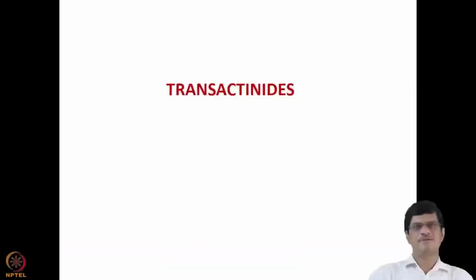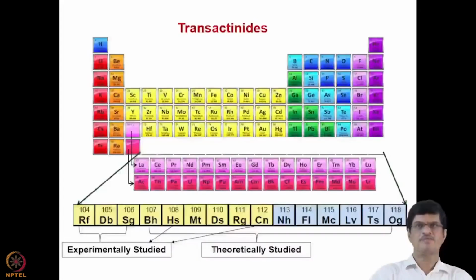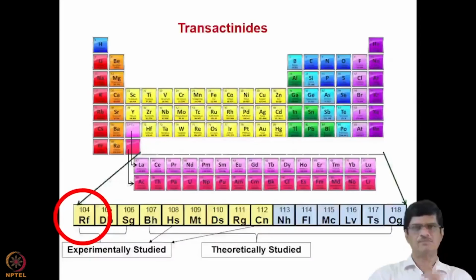So we have completed the portion on actinides. Now we'll be discussing the transactinides and their chemical properties. The transactinides are shown in this periodic table. They are actually part of a fourth transition series and start from element number 104, that is Rutherfordium, and go up to element number 118.